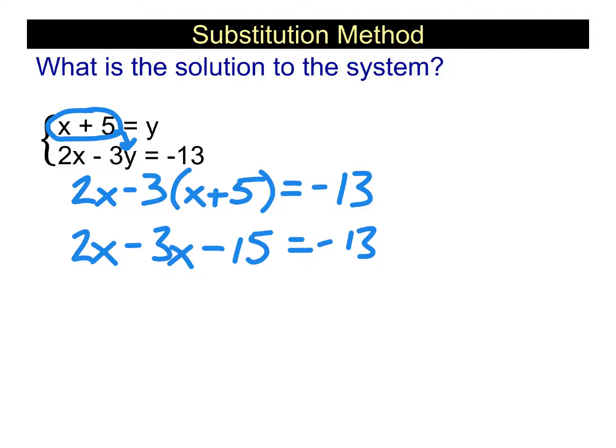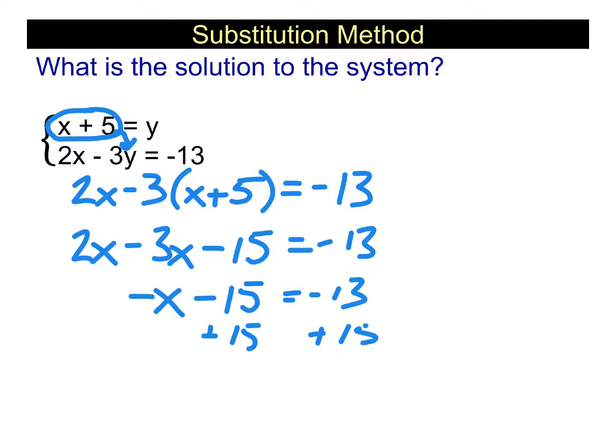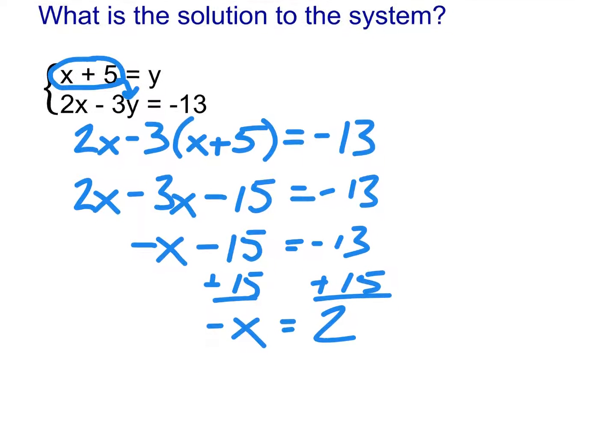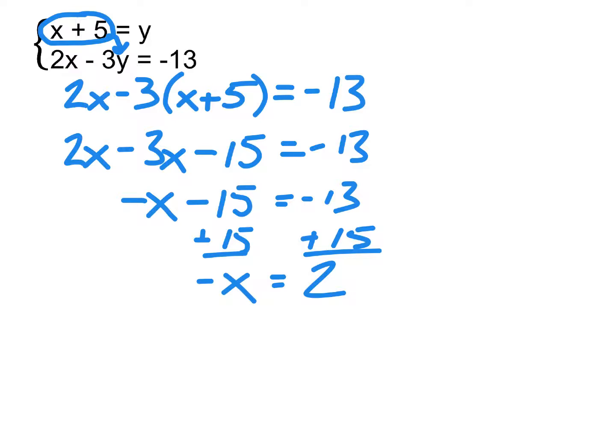All right, now we can go ahead and combine like terms on the left. 2x minus 3x, that's a negative x, minus 15 equals a negative 13. I add 15 to both sides, and we have negative x equals a positive 2. And if a negative x equals positive 2, what does x equal? Yep, negative 2. Now, technically speaking, what are we doing to both sides? We are dividing both sides by negative 1 there in order to make that happen.